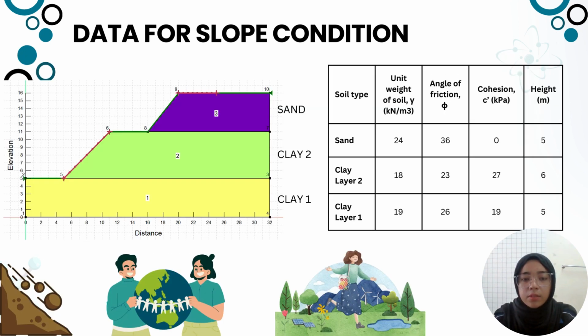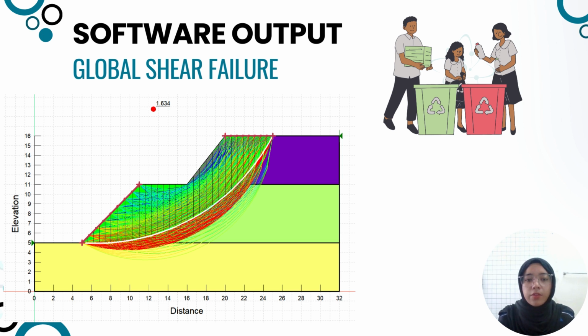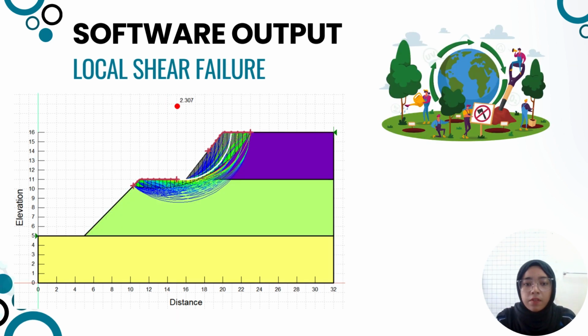This is the slope that we model using GeoStudio, and these are the parameters of the soil. We have sand and clay layers. For the software output, for global shear failure, we obtain a factor of safety of 1.634, which is okay. For local shear failure, we obtain a factor of safety of 2.307, which is okay, but it's quite over-designed.